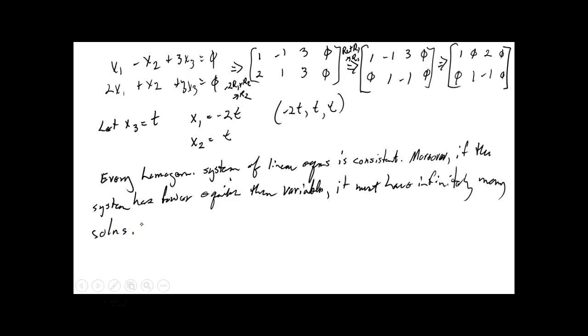Because a homogeneous system can't have no solutions. It's either going to have one, the trivial solution, or an infinite number. Okay? And they say Example 9 is going to help you prove that. That finishes 1.2. Homework exercises here.